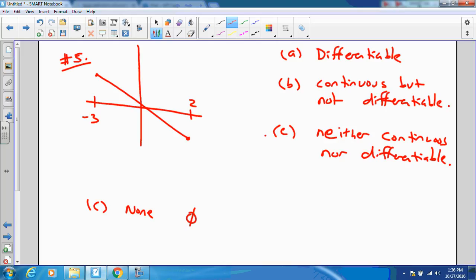Now, we look for any points of non-differentiability, corners, vertical tangents, cusps. Do you see any? Neither do I. No points there either. And everything that's left over are going to be all the points where f is continuous and differentiable, and that is the entire domain from -3 to 2.